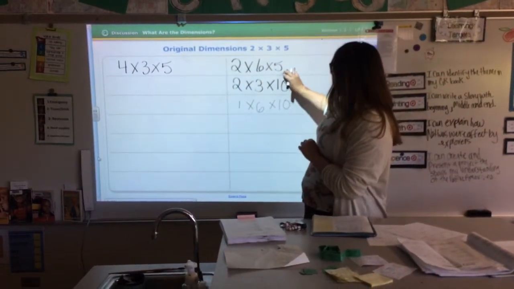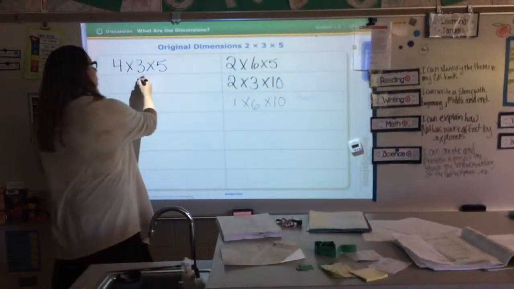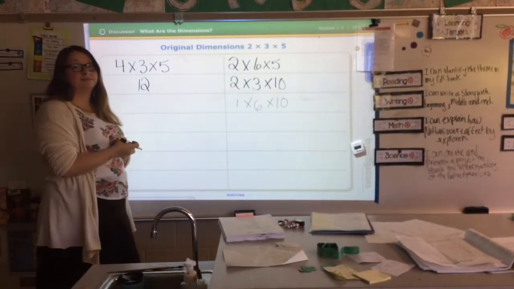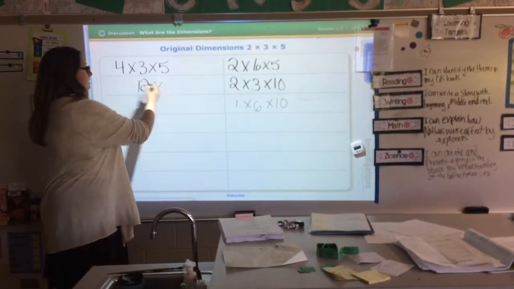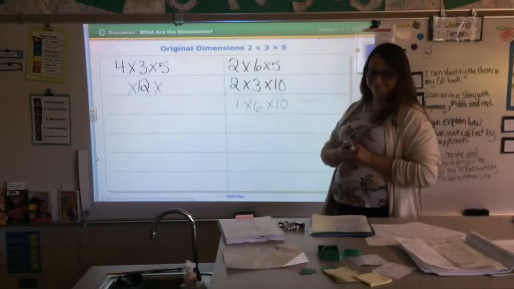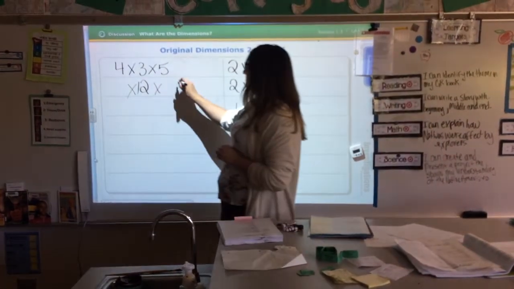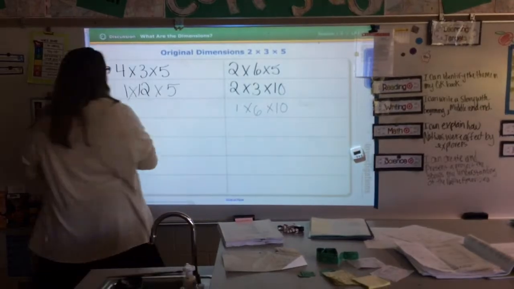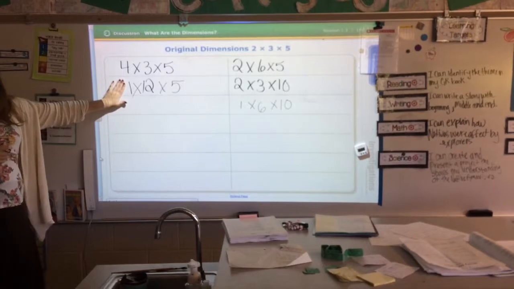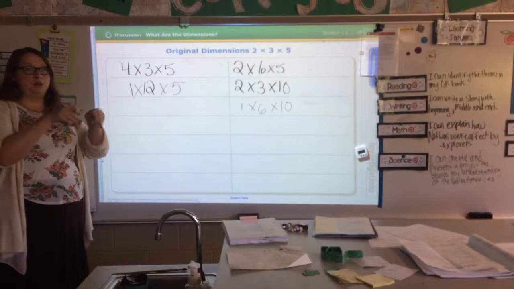What about here, the 6? What if the middle was 12? What would the other dimensions be? Five and 1. So we use the doubling to help us figure out a bigger package for amount of boxes.